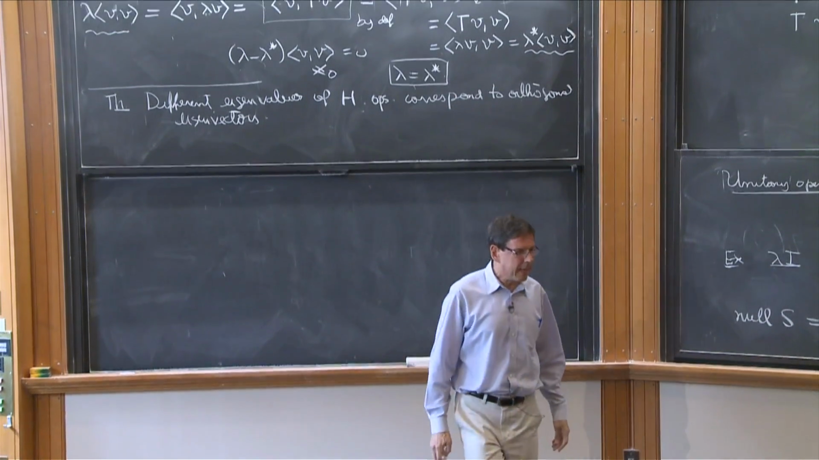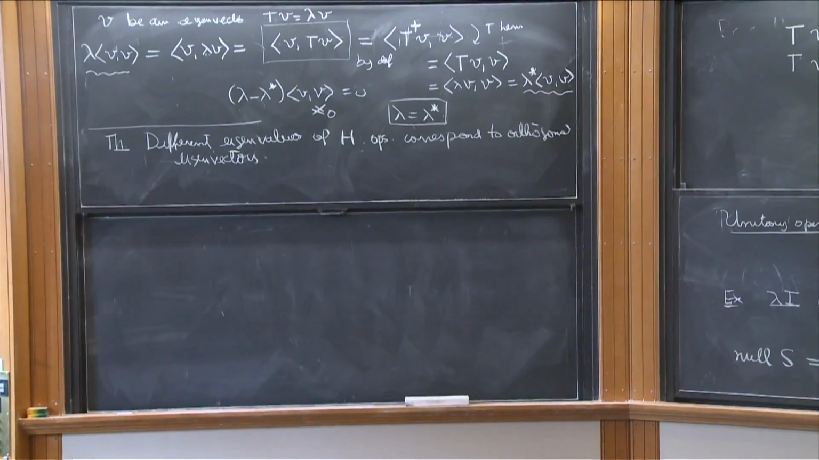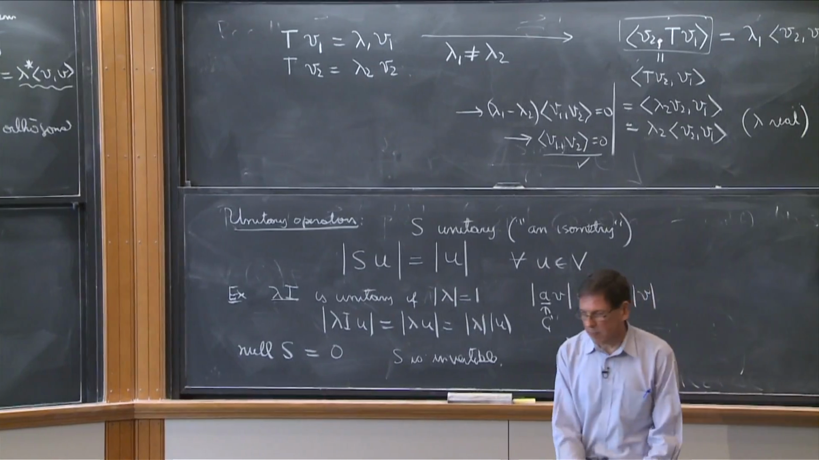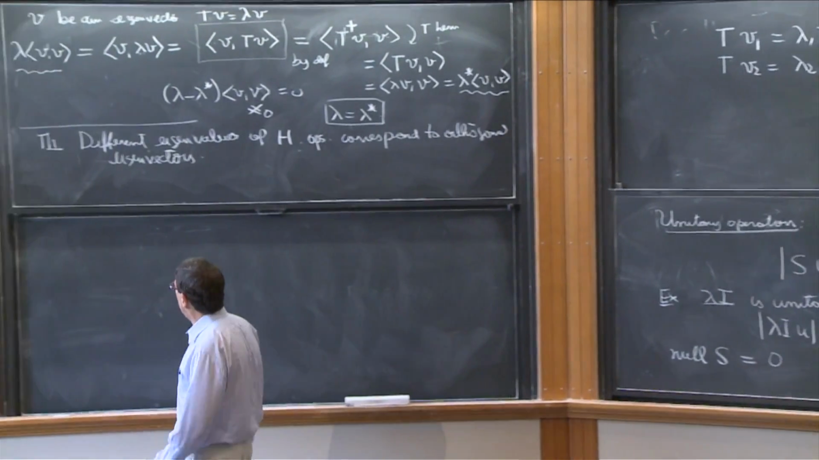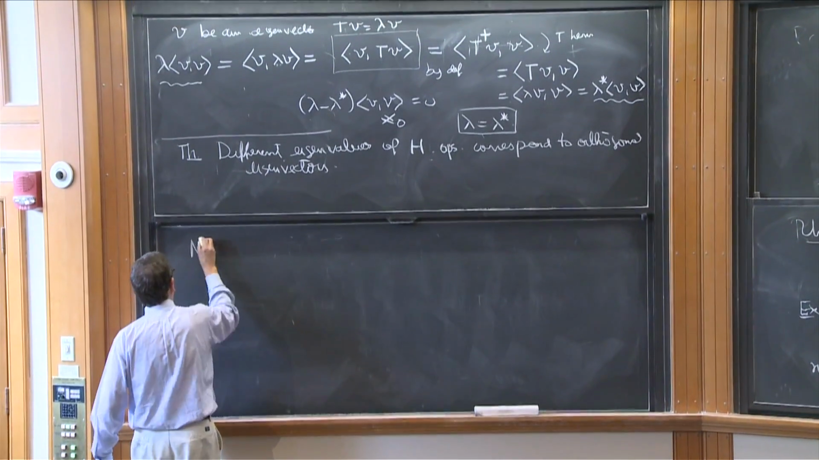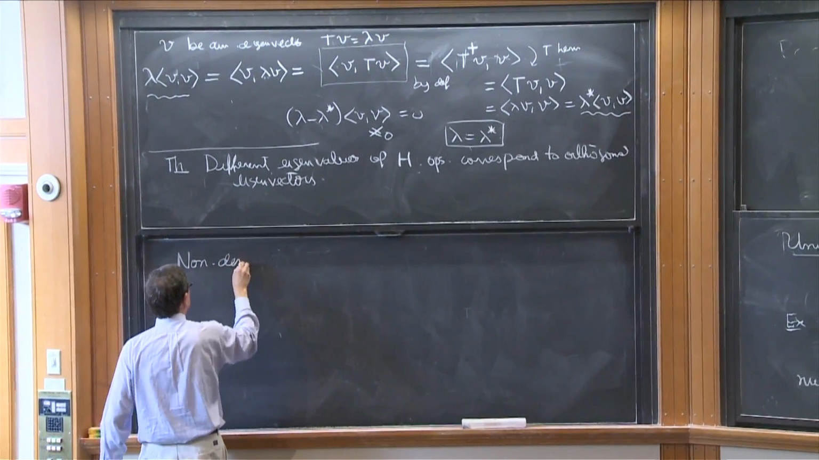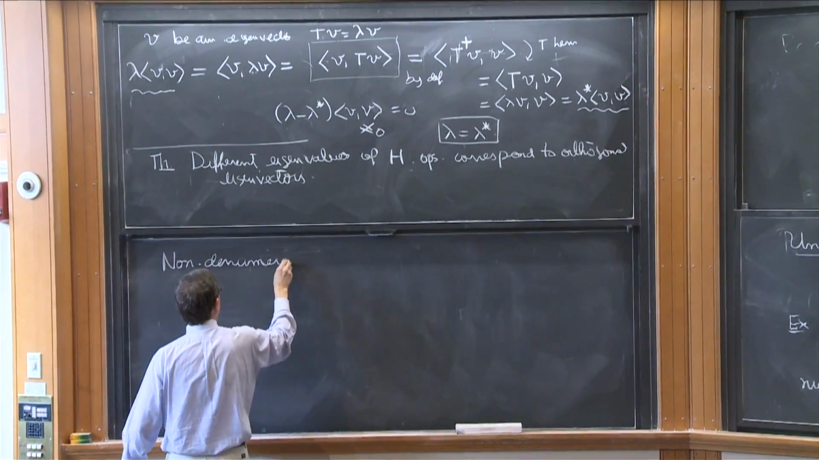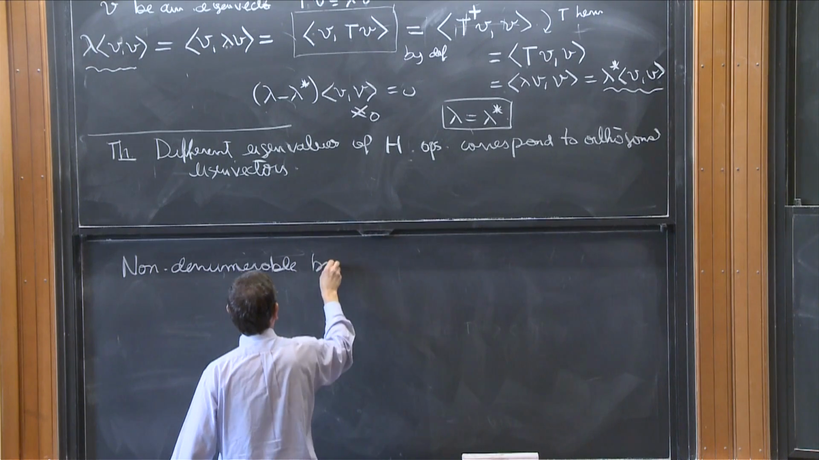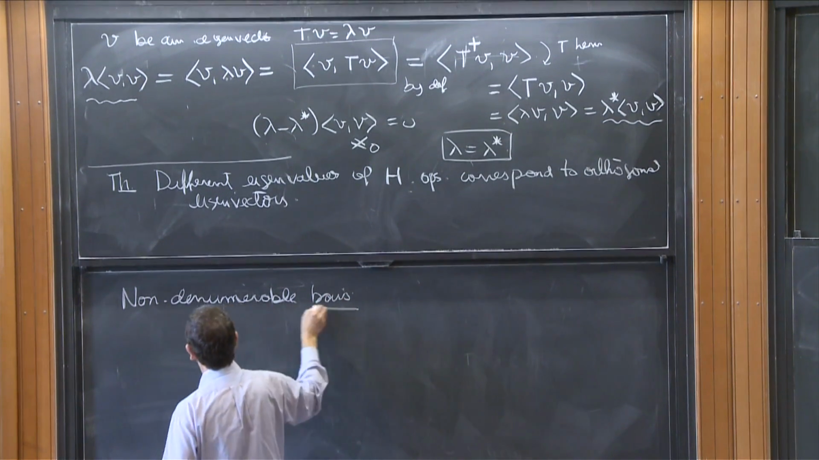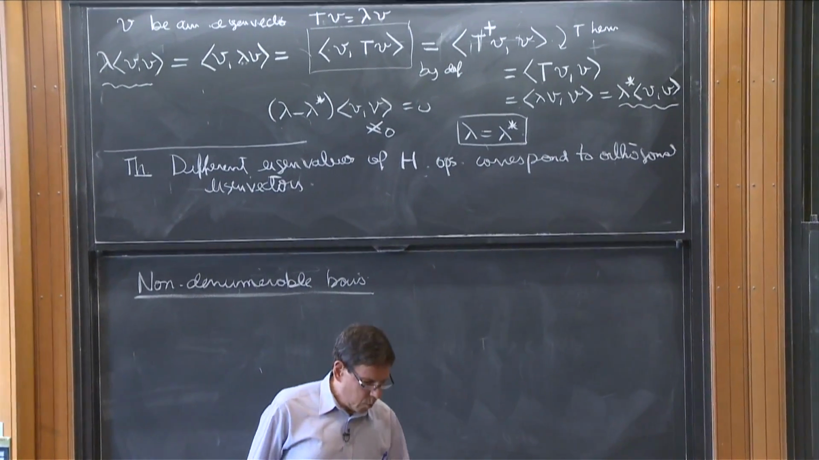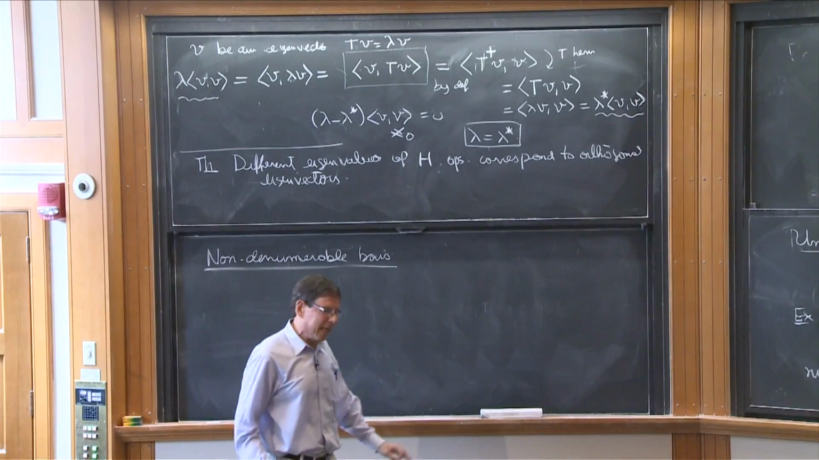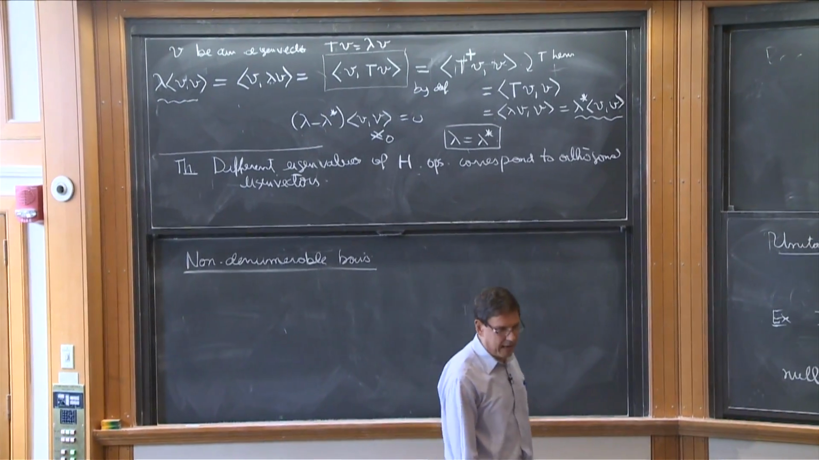So this will be the case where we return to x and p operators and non-denumerable bases. Non-denumerable basis. So we're going to try to do x and p. Now, this is the classic case of Dirac notation.